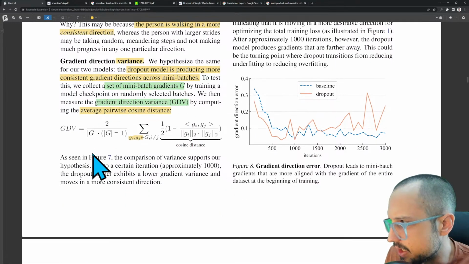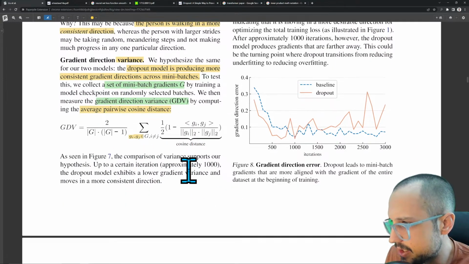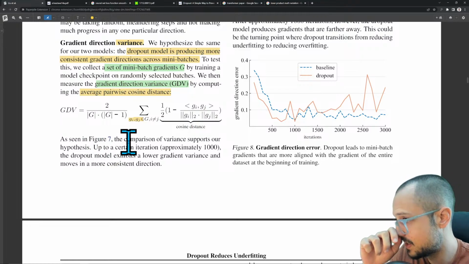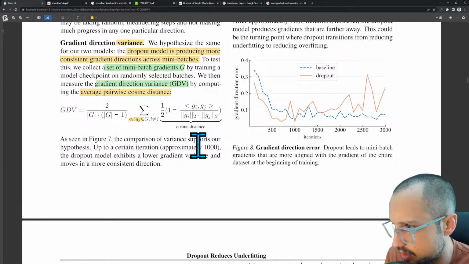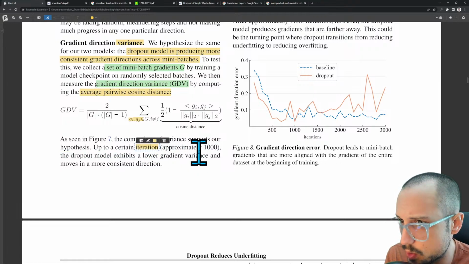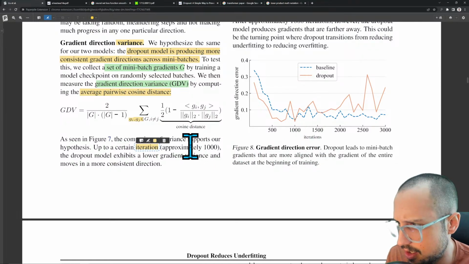Okay, let's keep going. As seen in figure 7, the comparison of variance supports our hypothesis. Up to a certain iteration, approximately 1,000. So iteration here refers to the total amount of training steps, right? And each training step is a mini-batch. So after 1,000 mini-batches, the dropout model exhibits a lower gradient variance and moves in a more consistent direction.